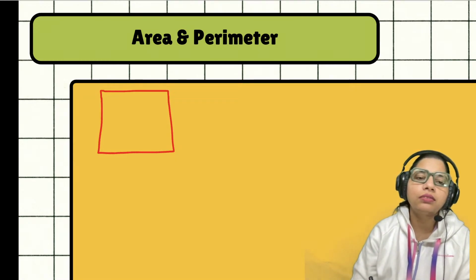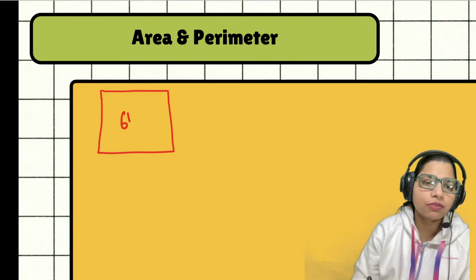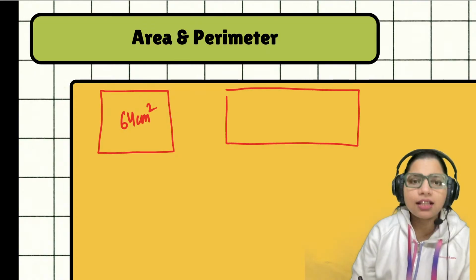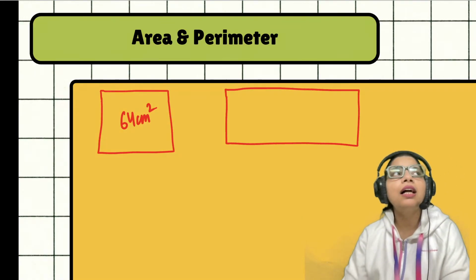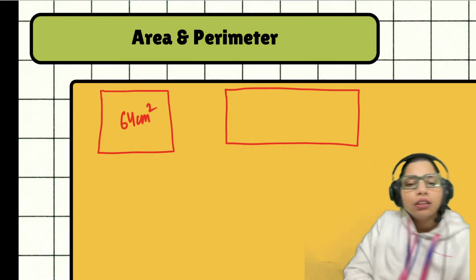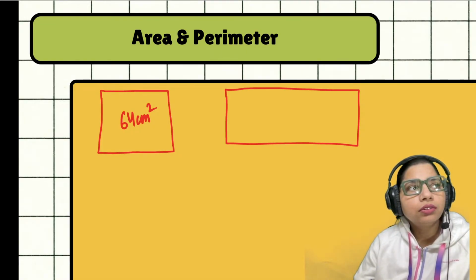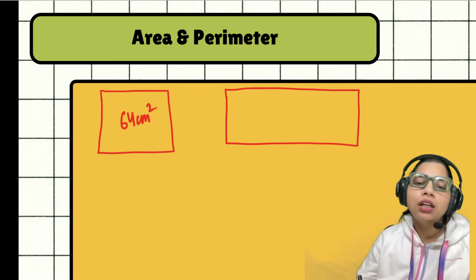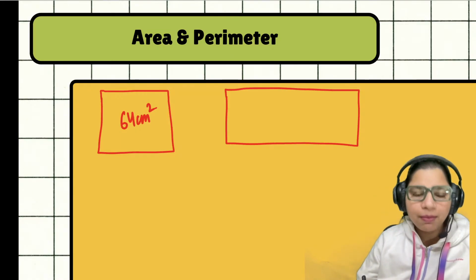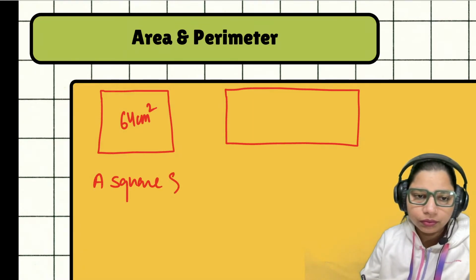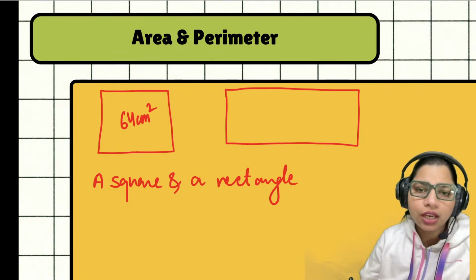This is a square. A square has an area of 64 squared centimeters. This is a rectangle. A rectangle has, say for example, the same area. A square and a rectangle share the same area.